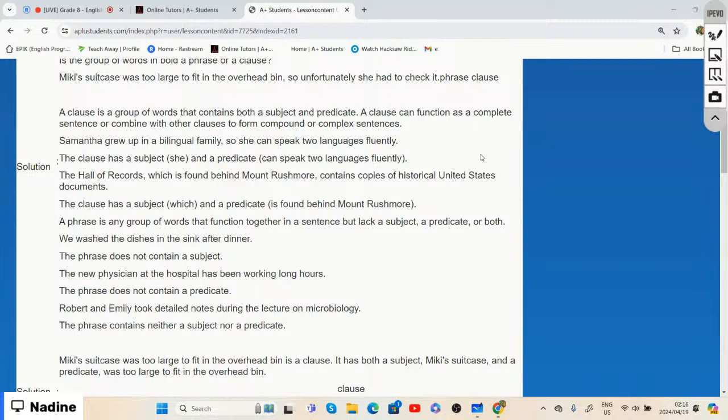All right. So when it comes to a phrase as well as a clause, we say that a clause is easier, right? Because a clause contains both a subject and a predicate, and it can function on its own as a simple sentence, a compound sentence, or a complex sentence. But a phrase is any group of words that functions together within a sentence, but it lacks a subject.